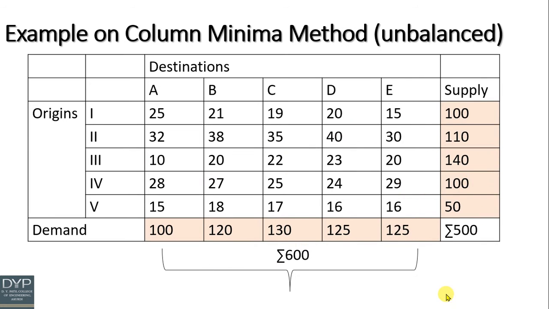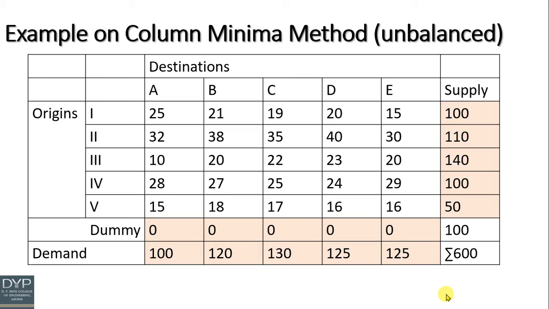Let's go to the unbalanced one, where the supply is not equal to demand. Here the supply is 500 units and the demand is 600 units. So the demand is greater than the supply by 100. So we have to add one row for that, which is a dummy row, and it will be given a supply of 100 units. So now again let's go with the same.